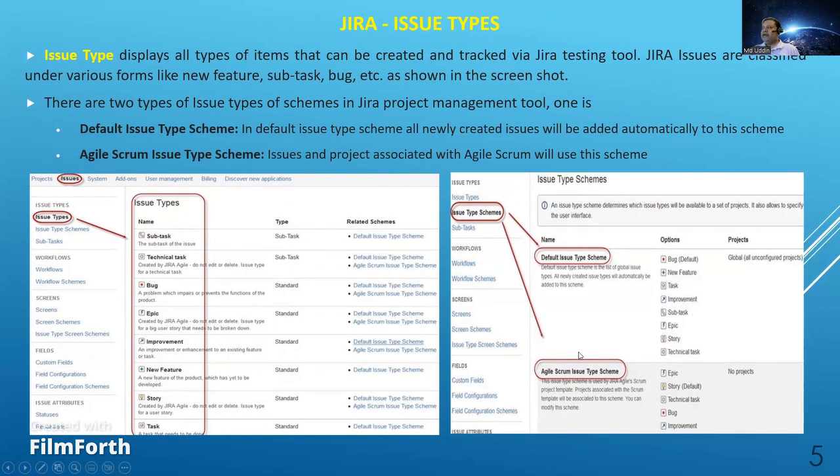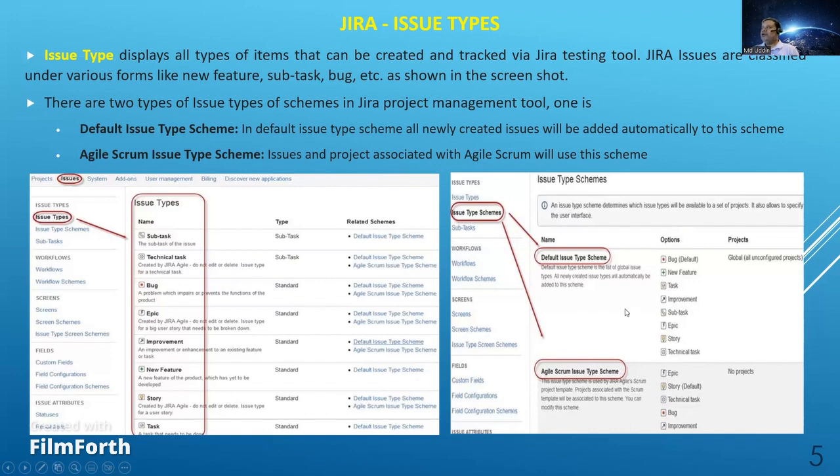And another is the Agile Scrum issue type scheme. Projects with Agile Scrum will use this scheme. So if you're doing any Agile Scrum issues, you can use this issue type scheme, where you have this many options. It doesn't have all the default options you have in the default scheme. It is like improvement, bug, technical task, story, and epic.